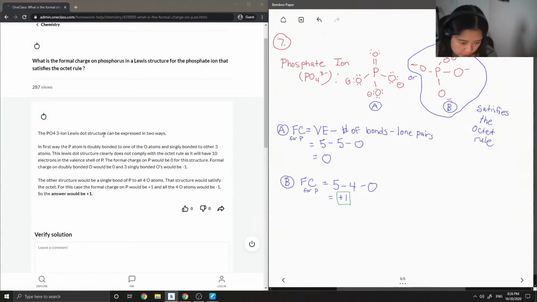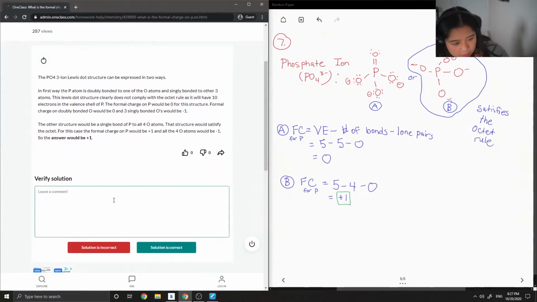The other structure would be a single bond of phosphorus to all four oxygen atoms. The structure would satisfy the octet. For this case, the formal charge on phosphorus would be plus 1, and all the four oxygen atoms would be negative 1. So the answer would be plus 1. That was very well written, so this solution is correct.